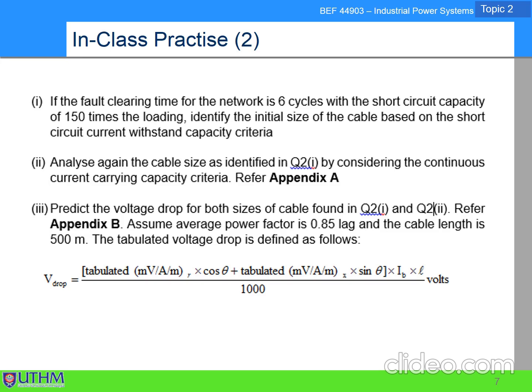And number 2, analyze again the cable size as identified in Q21 by considering the continuous current carrying capacity criteria by referring to appendix A. And number 3 is predict the voltage drop for both sides of cable found in Q21 and Q22. Assume average power factor is 0.85 lagging and the cable length is 500 meter. The tabulated voltage drop is defined as below. This is the equation for voltage drop that we have to use.